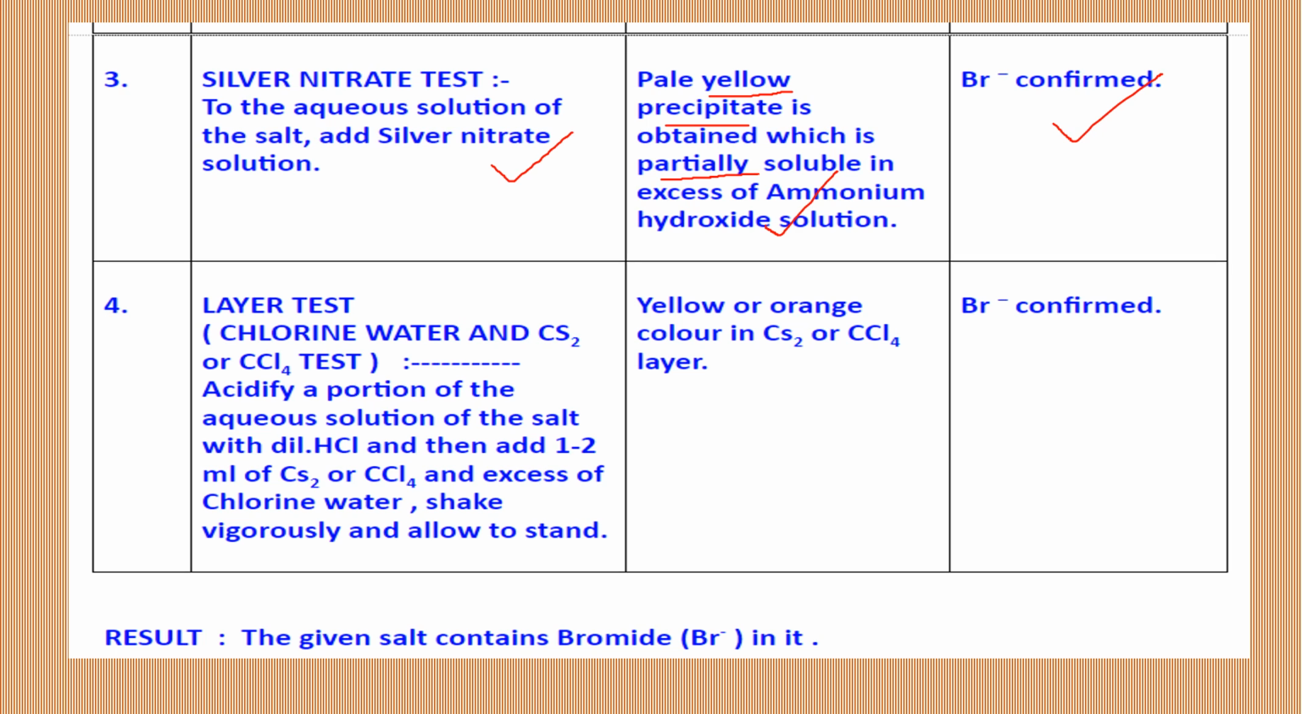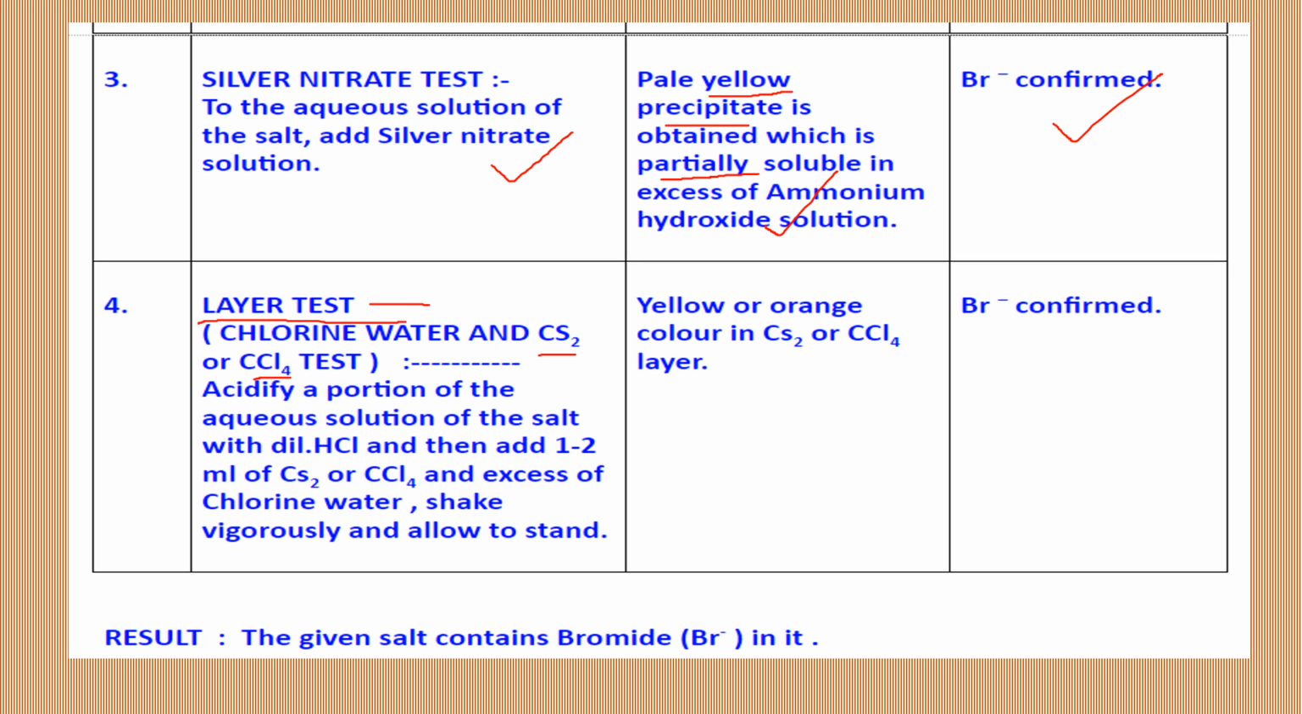Another interesting test, the layer test. The layer test is for bromide and iodide. You will not find a layer test for chloride. When I explain the reactions, I'll tell you why. So here you have to take these chemicals, chlorine water and carbon tetrachloride or carbon disulfide. That's why it is also called the chlorine water and CS2 or CCl4 test. The more commonly used name is layer test.